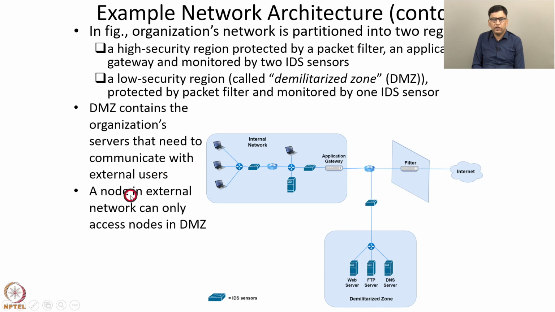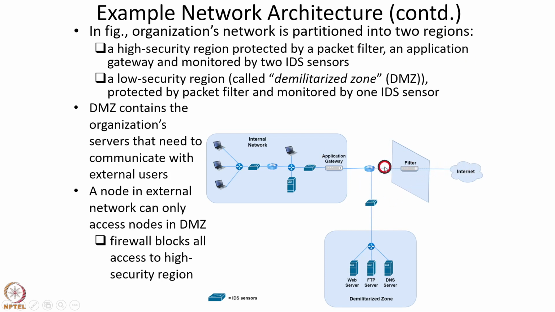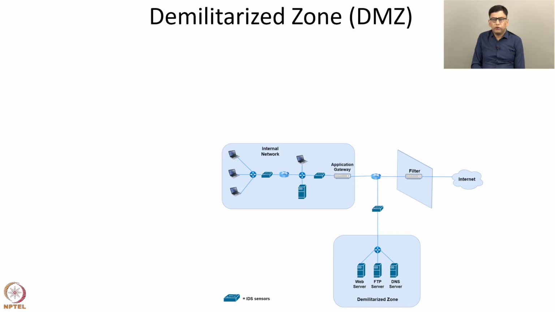A node in the external network can only access nodes in the DMZ. So an external user in the internet can only access nodes in the demilitarized zone. It cannot access any of the nodes in this high security part of the organization's network. The firewall blocks all access to the high security region. So for example, if a user tries to send some packets to one of the nodes in this high security region, then this packet filter will block those packets. But if the user tries to send packets to the demilitarized zone, then the filter will allow those packets to pass. So in this picture, this is the demilitarized zone.